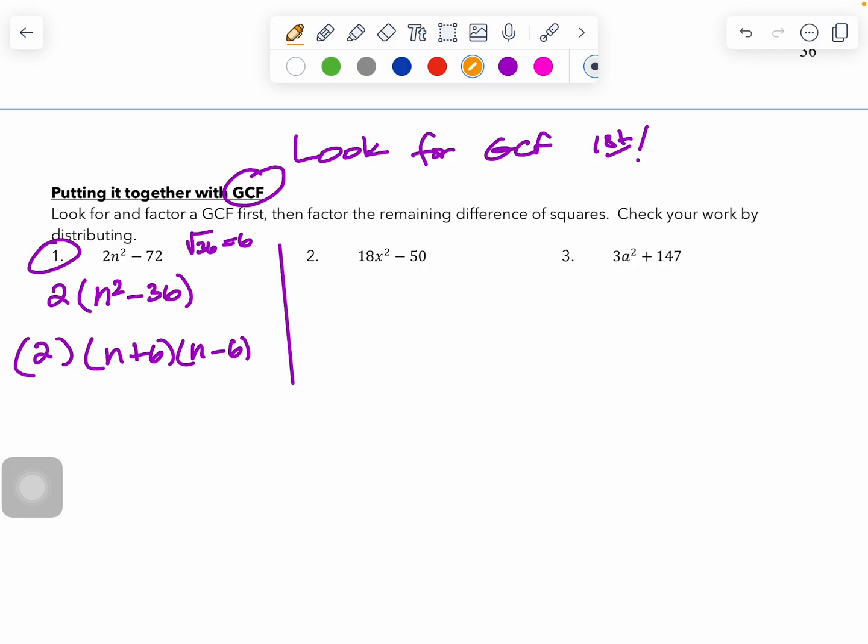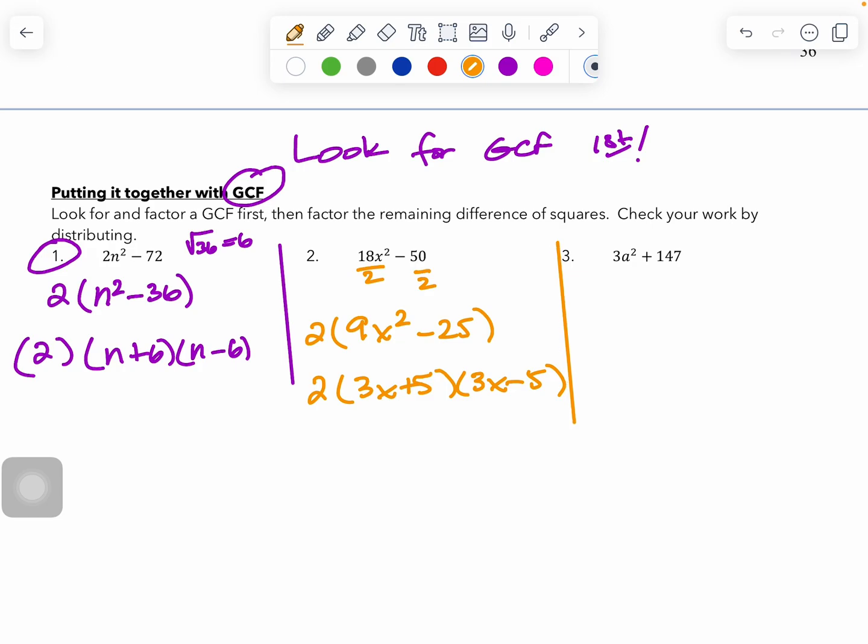Let's look at the next one. Oh boy, I need a GCF. GCF of 2. So I'm going to have a 2 on the outside. 9x squared minus 25. Is 9 a perfect square? Yes. Is 25 a perfect square? Yes. Do we have a minus in the middle? Yes. So we are ready to factor it. Square root of 9 is 3. Square root of 25 is 5. One of them needs to be plus, one of them needs to be minus. I'm done.